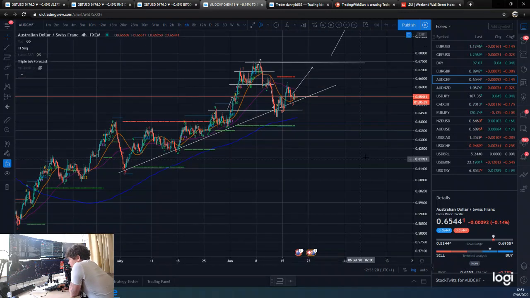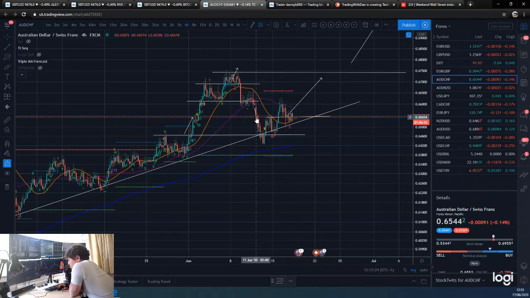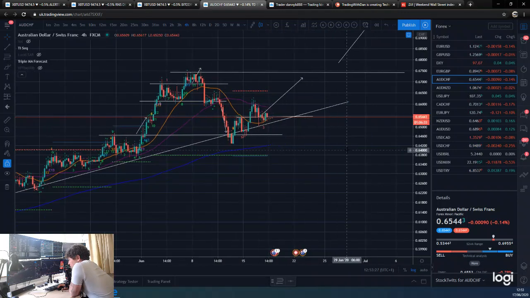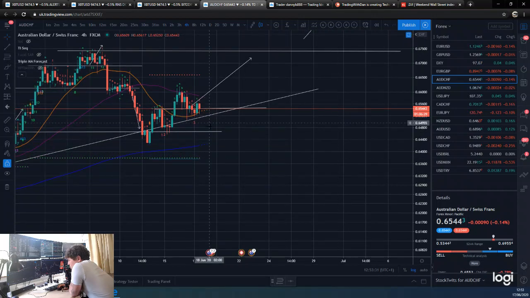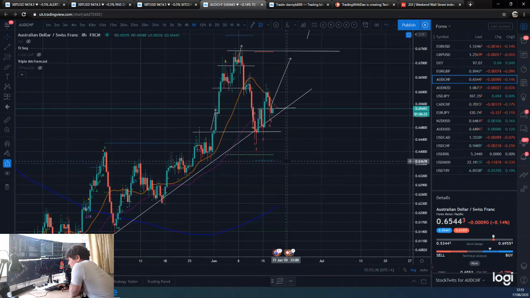There we go. Yeah, so this is looking good now. We are being supported by the trend line, and we're going to move back up at least to this horizontal. That's kind of the move I'll be looking for. Obviously you just have your stop below the trend line. It's not a difficult trade to manage the risk on at all.